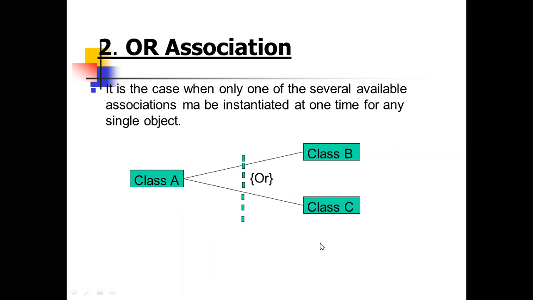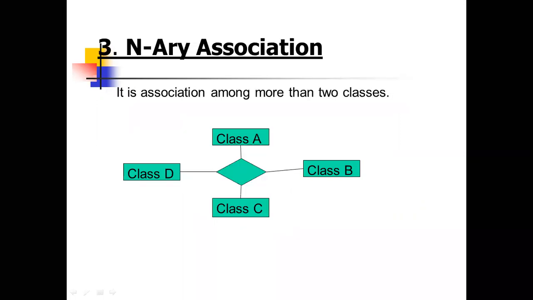Then the third one is the n-ary association. This is an association among more than two classes. Here you can see how to declare an n-ary association with a diamond. These four classes are connected to each other. This is an n-ary association.